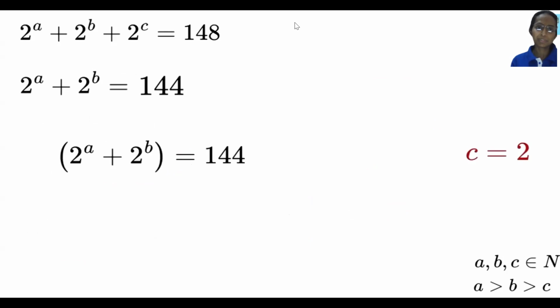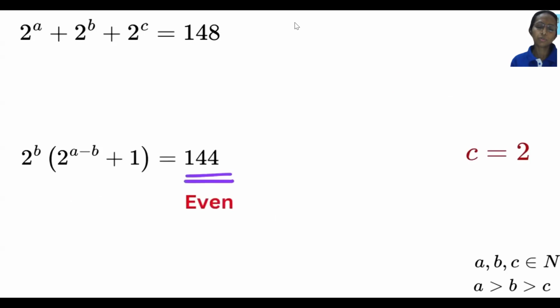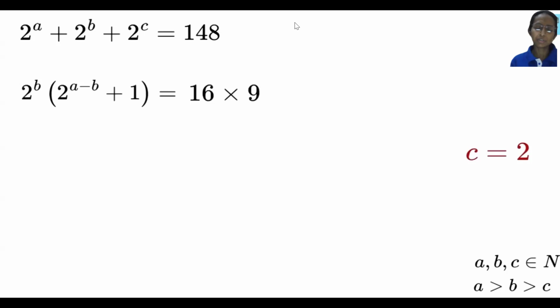Now, we repeat the steps again. We multiply and divide the left hand side by 2 to the power b. So, we are having 2 to the power b into 2 to the power a upon 2 to the power b plus 2 to the power b upon 2 to the power b, which is equal to 144. So, this is equal to 2 to the power b into 2 raised to the power a minus b plus 1 equal to 144. Now, 144 is even. We need to again divide it in terms of even and odd because one of the brackets is odd. So, I'm just saving your time: 144 we can write directly as even and odd factors as 16 into 9. 16 into 9 is 144.